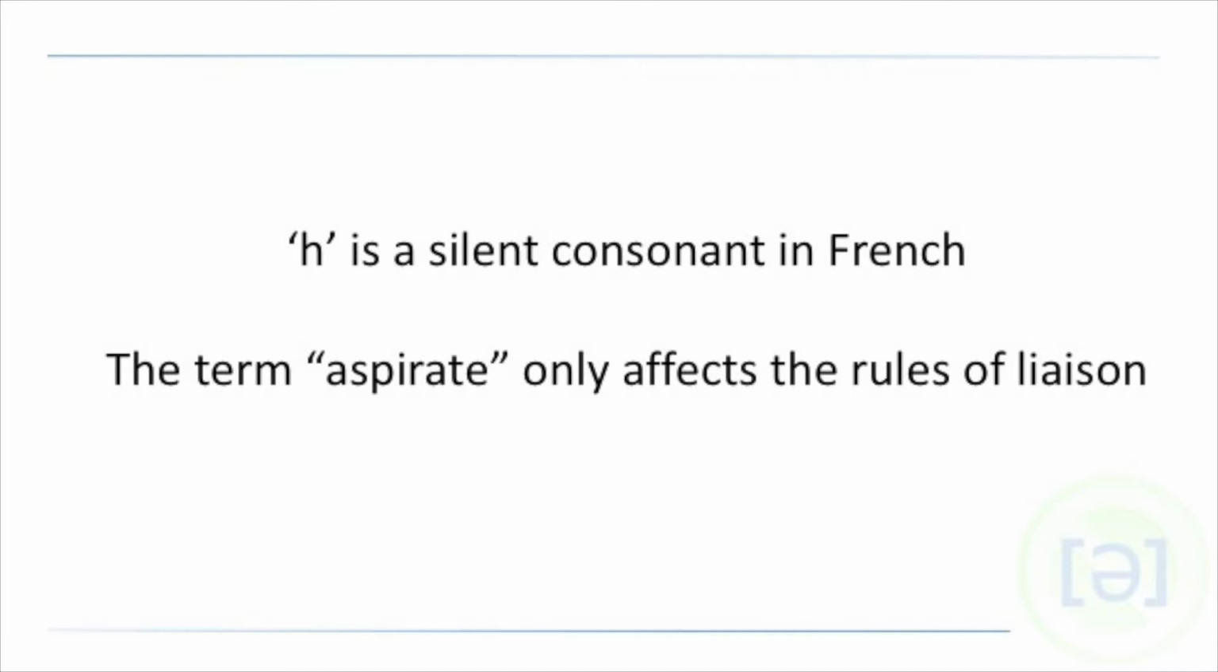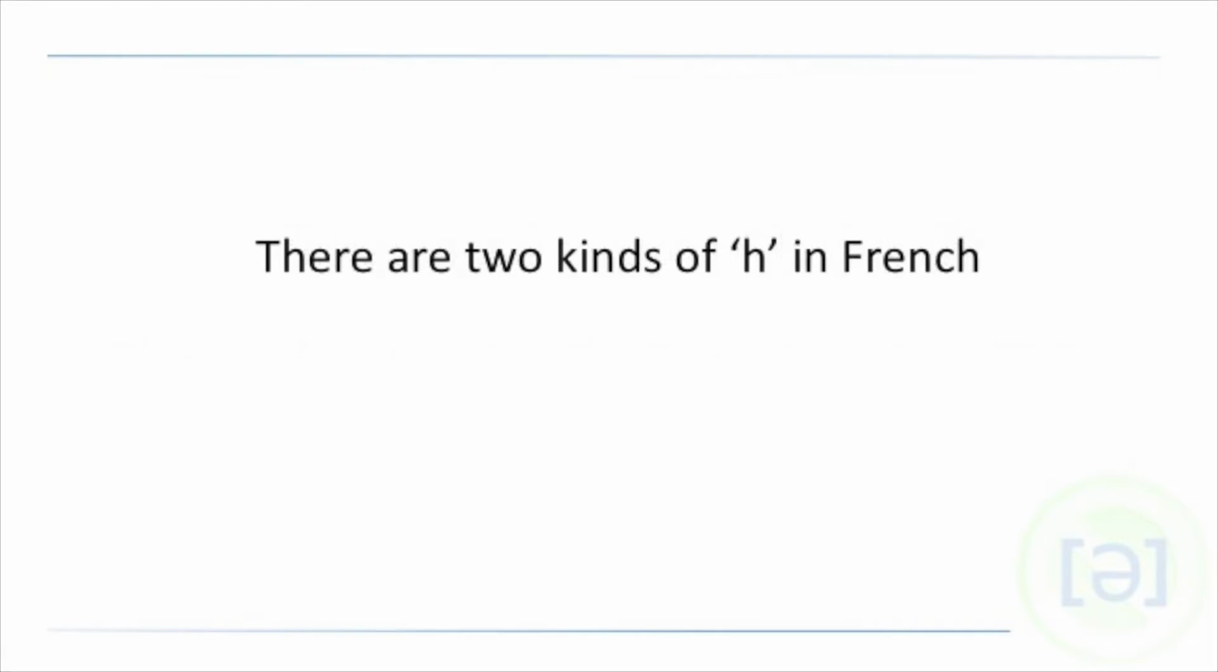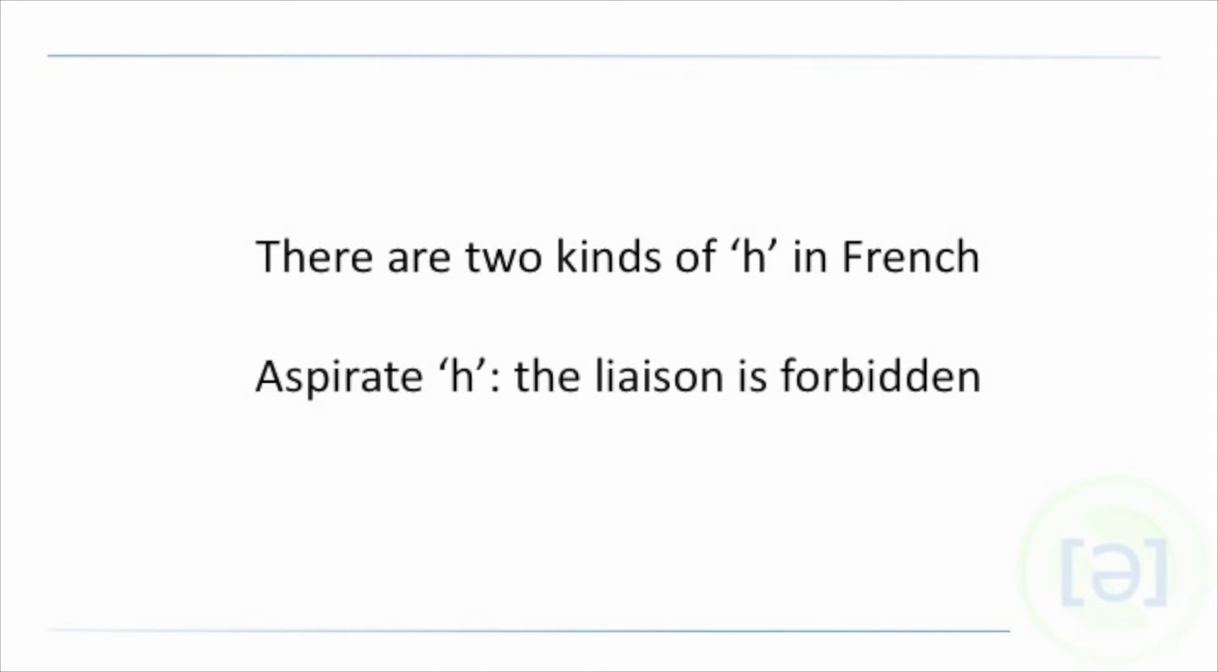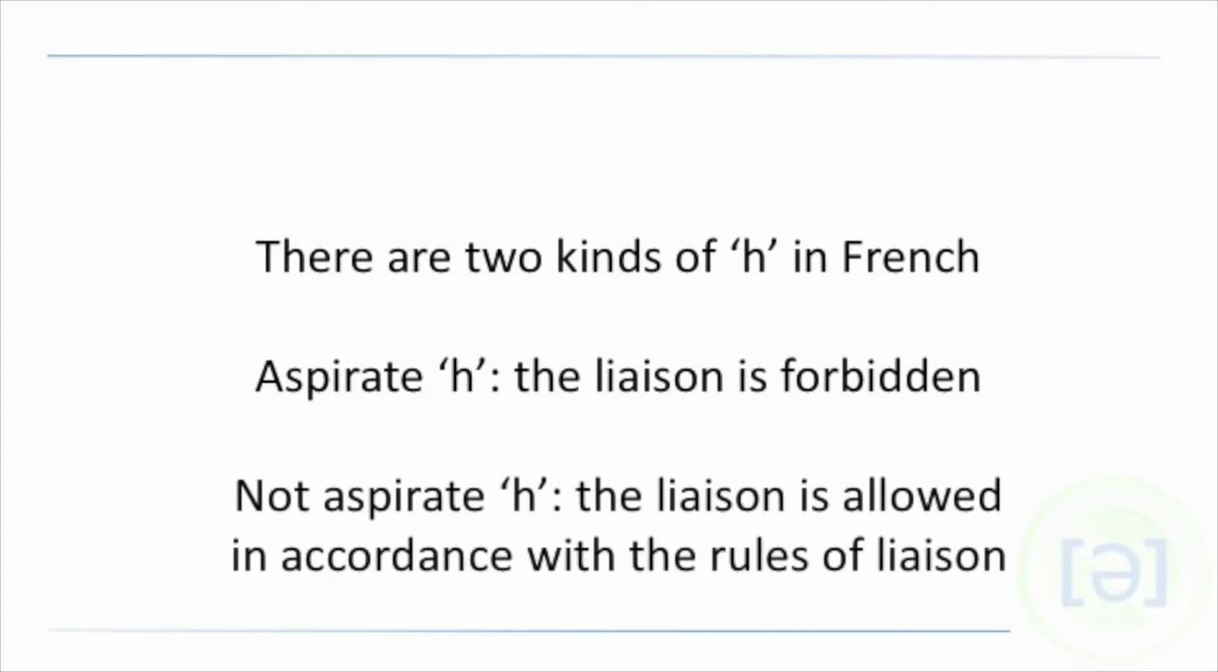So now with H, there are two different kinds of H's. Even though we don't pronounce them, there's two kinds because it would be too simple otherwise. And the aspirate H only means that the liaison in front of it will not be allowed in this case. So that's the forbidden liaison thing that we're talking about. It becomes a forbidden liaison that can never happen. If the H is not aspirate, then the liaison is allowed and should be made according to the normal rules of liaison.